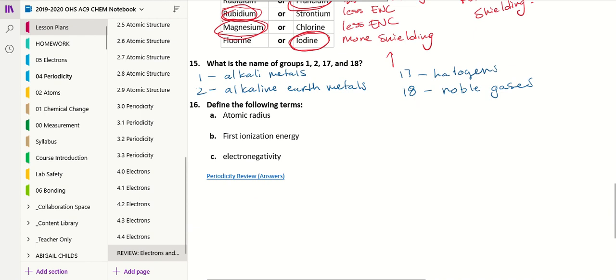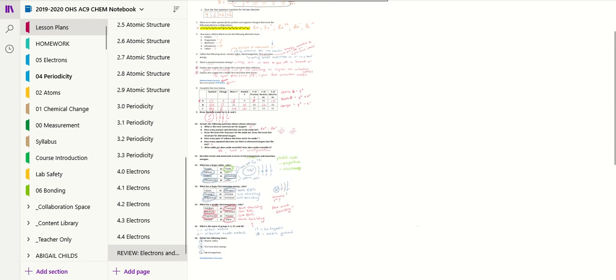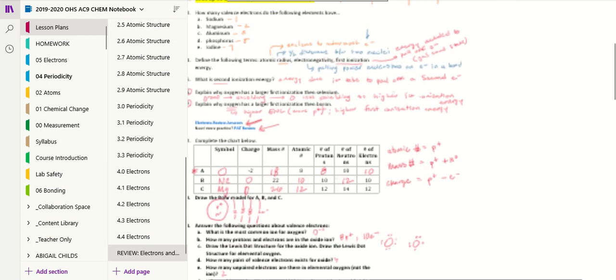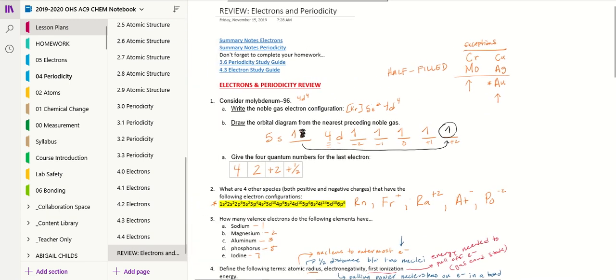All right, we've already defined A, B, and C for atomic radii, first ionization energy, and electronegativity, so I'm going to skip those. But again, this very much resembles what you're going to see and have to do on this test coming up. So, make sure you check your answers. Make sure you do all of your homework prior to the test. Any last questions?